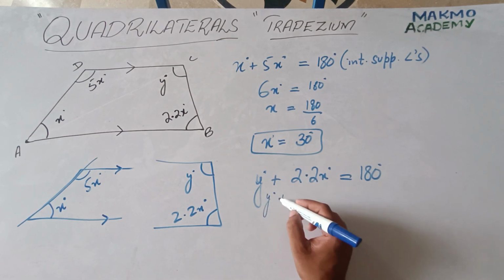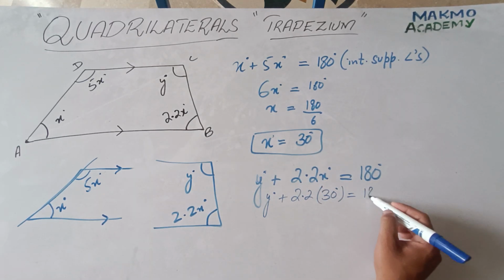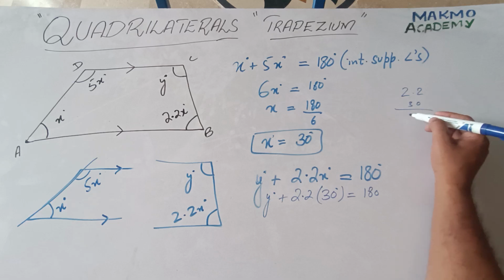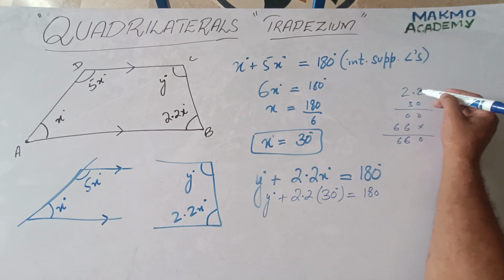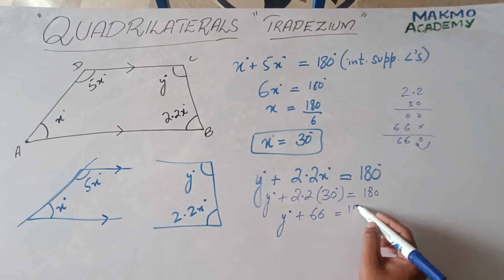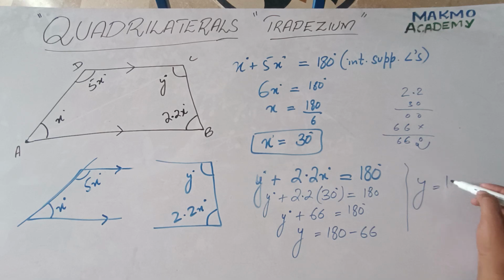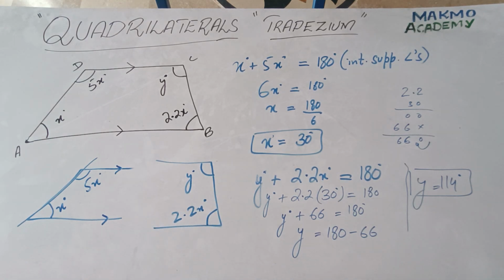So now y plus 2.2 times 30, because the value of x is 30, is equal to 180. Now we will multiply 2.2 with 30. So 0 2s are 0, 0 2s are 0, 3 2s are 6, 3 2s are 6. So after one decimal place, it gives us 66. y plus 66 is equal to 180. Then y is equal to 180 minus 66. So this gives us y is equal to 114 degrees. So this is how we can find out the size of an unknown angle by the application of interior supplementary angles.